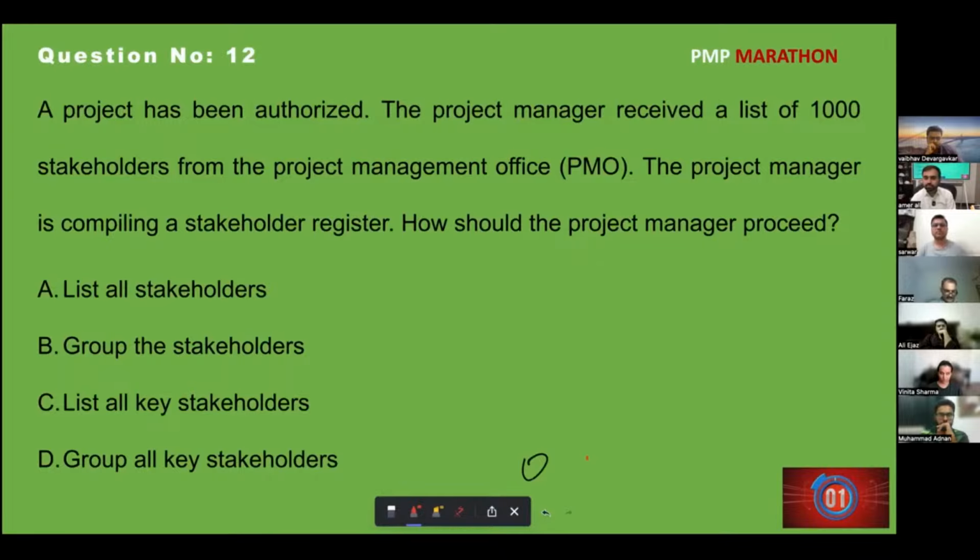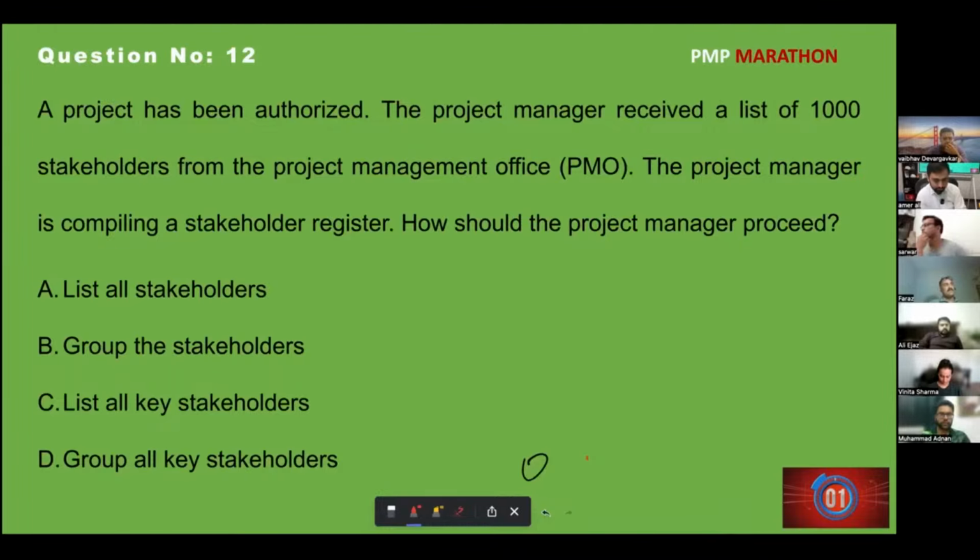Faraz? Faraz sir? Can you solve it? Yes sir. A project has been authorized. The project manager received the list of 1,000 stakeholders from the project management office. The project manager is compiling a stakeholder register. How should the project manager proceed? List all stakeholders, group the stakeholders, list all key stakeholders, group all key stakeholders.